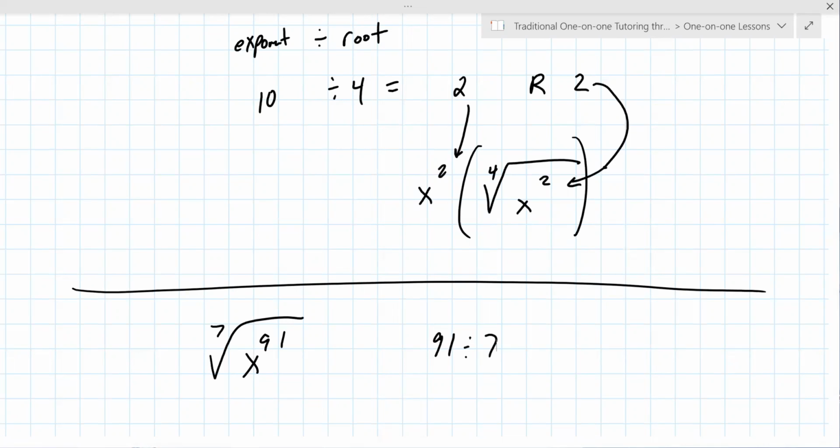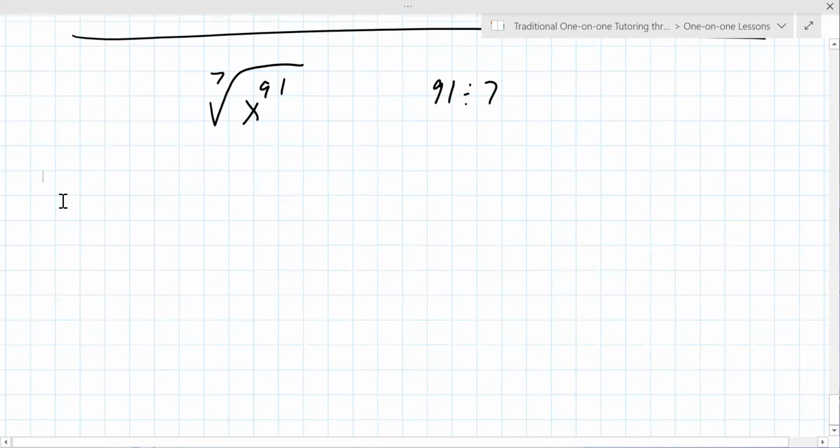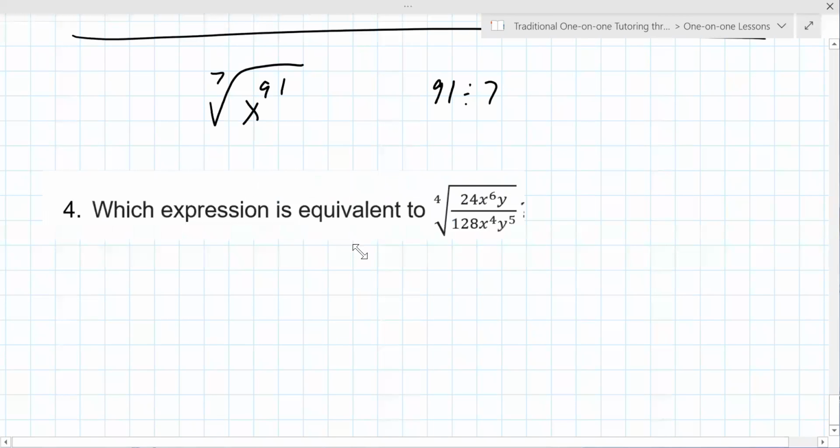All right, so let's go back to question 4. Did we get to all the other ones? Is 4 the only one that remains? Yes, it is. Okay, good. I like when we can do them in the right order here.